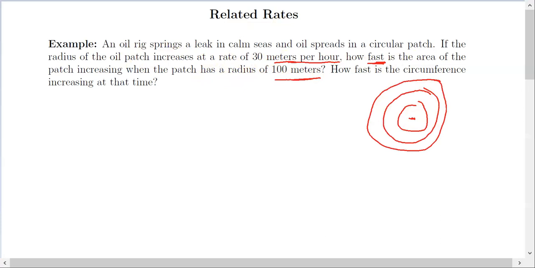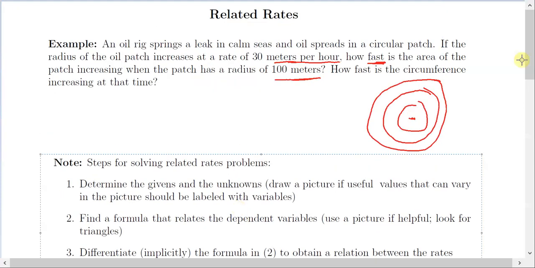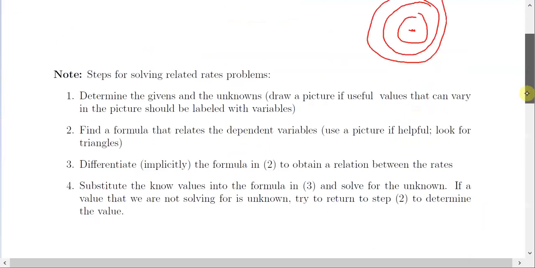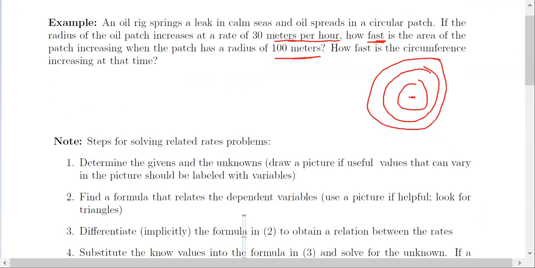Well, let me give you some steps here that help in these problems, and we'll go through these for this one. Let me give myself a little more room here. So the first thing, when you're looking at a related rate problem, is determine the givens and the unknowns, that is, determine the knowns and the unknowns. Draw a picture if it's useful. I've kind of got a picture here.